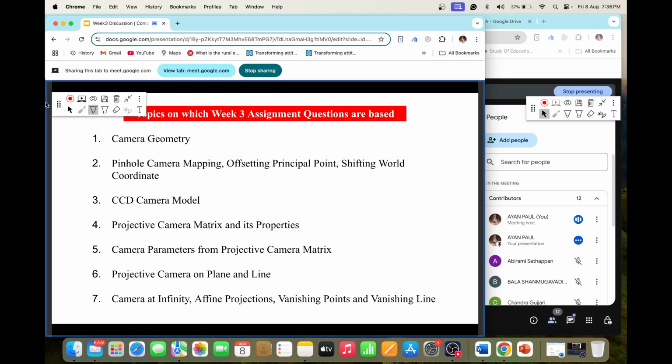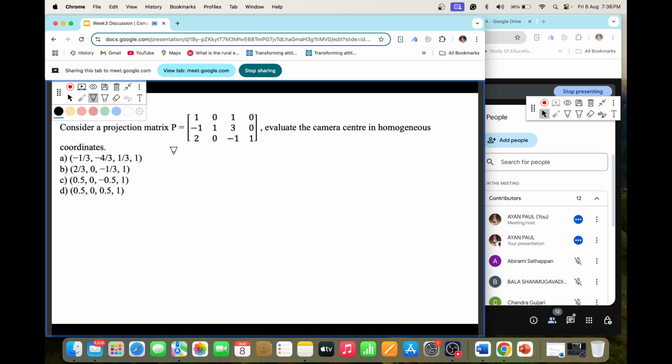For today's topic, your questions will be regarding camera geometry, pinhole camera mapping, offsetting the principal point, shifting world coordinates, the CCD camera model, the projective camera matrix and its properties, camera parameters from the projective camera matrix, projective camera on plane and line, camera at infinity, affine projection, vanishing point and vanishing line. So let's directly move on to the question.